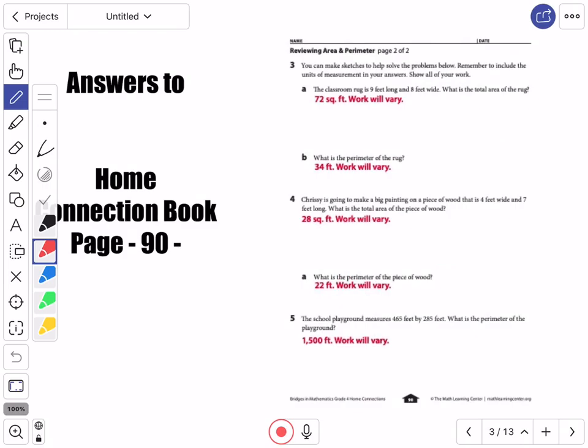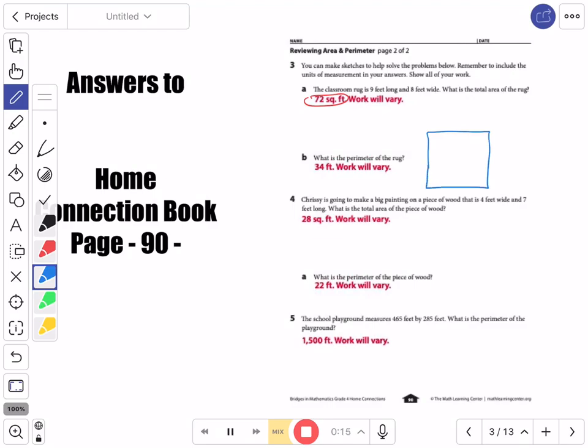All right, on page 90, it says, you can make sketches to help solve the problems below. Remember to include the units of measurement in your answers. Show all your work. So the classroom rug is 9 feet long and 8 feet wide. What is the total area? Well, I know that 9 times 8 is 72, so 72 square feet. For B, what is the perimeter? Well, that would be 9 plus 8 plus 9 plus 8, which would give you 34.